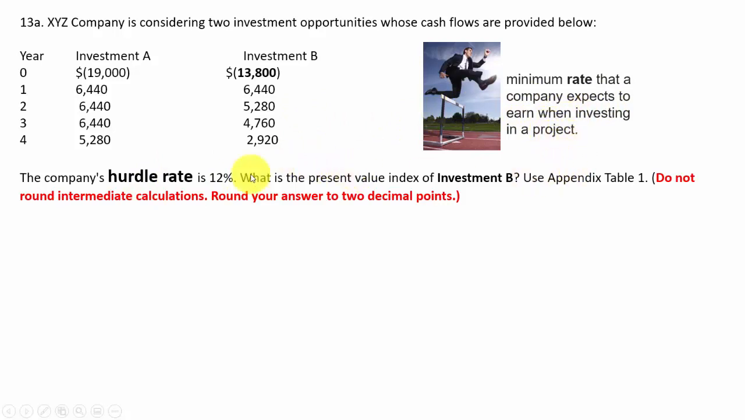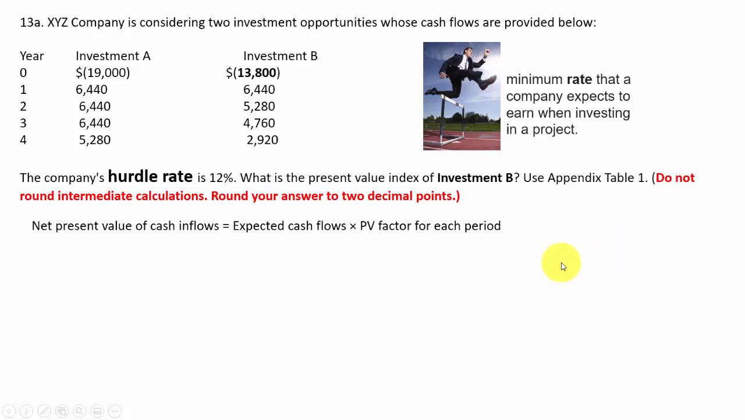So now we've got a rate of return that we expect. We've got number of periods, which is 4. We've got the initial investment for each of these projects. And they want to know what is the present value index of investment B. They don't want you to tell which one of these has the higher present value index. They just want you to calculate the present value index of investment B. They want you to use Appendix Table 1, which is the present value of an amount, which is a lump sum amount. Do not round in intermediate calculations and round your answers to 2 decimal places.